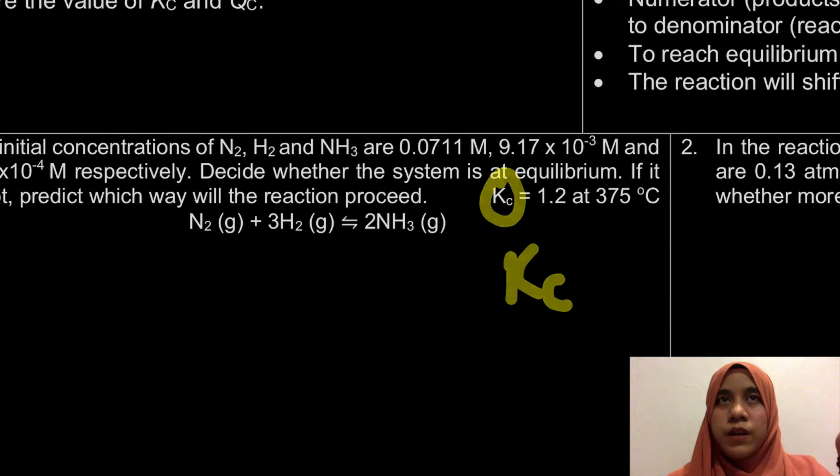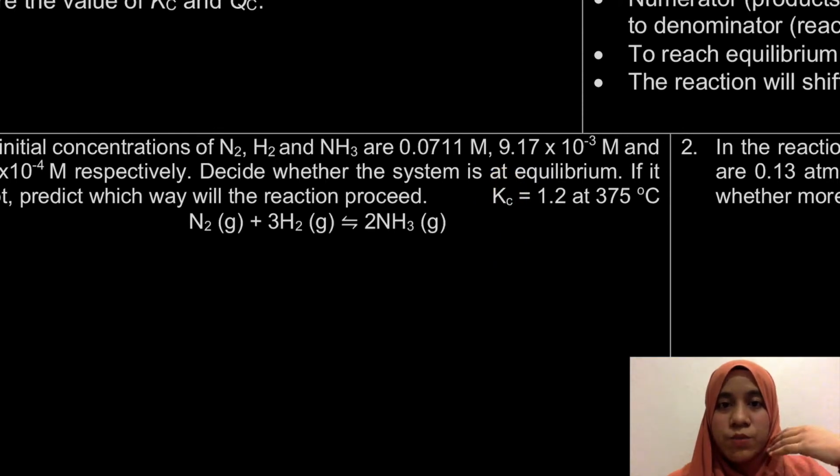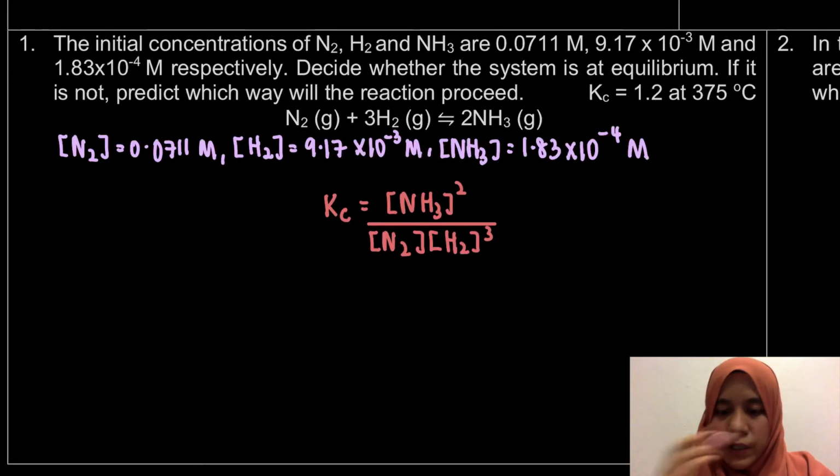So it will be quite straightforward. It will be much easier kalau kita find kita punya QC. Here I have extracted all the information. So kalau QC ni, how to write down QC, dia sama juga macam kita write down KC kita lah. Tapi yang ini, make sure it's not K. Sebab K is given kan.